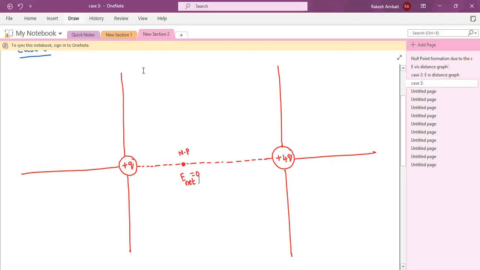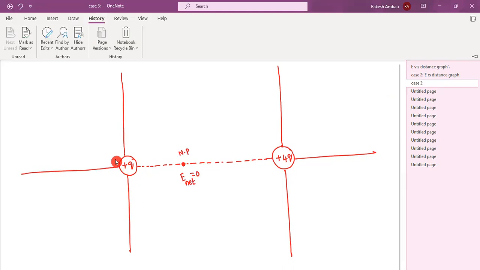So what are the points we have to keep in mind? The first point is that both are like charges. In the case of like charges, the null point will be formed in between.